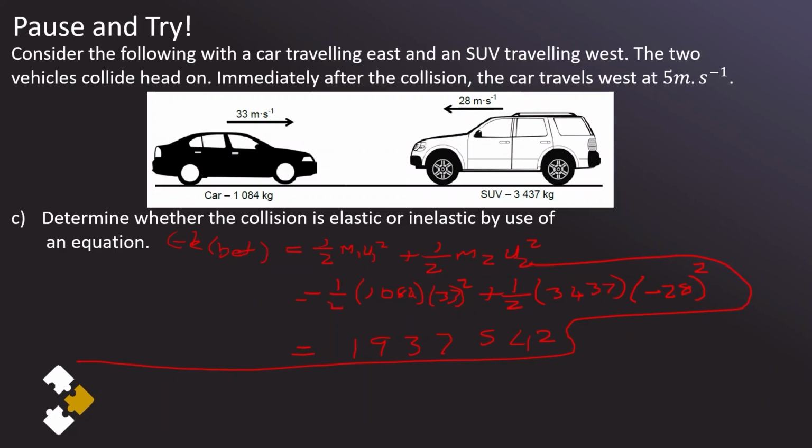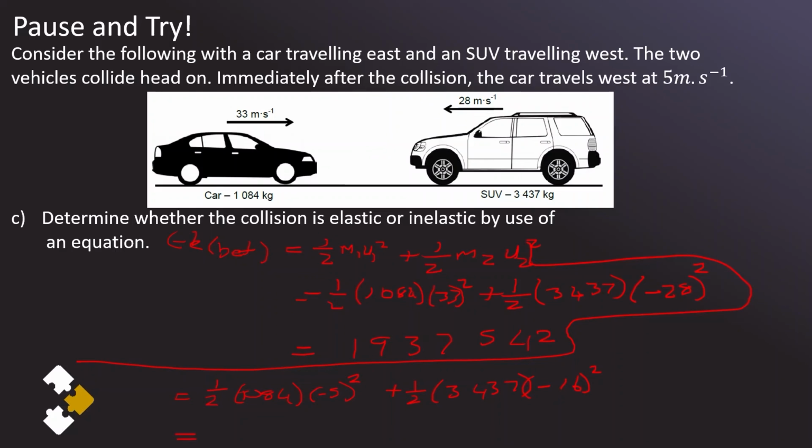Then we'll use the same formula, but we'll use V. So V, remember, it stands for final velocity. So I can just say this is equal to half 1084. The final velocity of the car was 5, but in the opposite direction, but that doesn't matter because we're going to end up squaring it, plus a half 3437, and then the velocity of the SUV was minus 16, but it doesn't matter because we're going to square it. Now let's check if we're going to get the same answer as above.